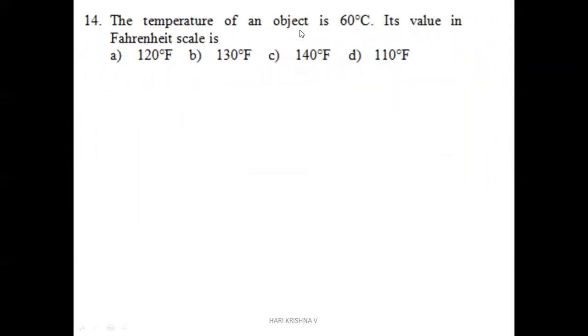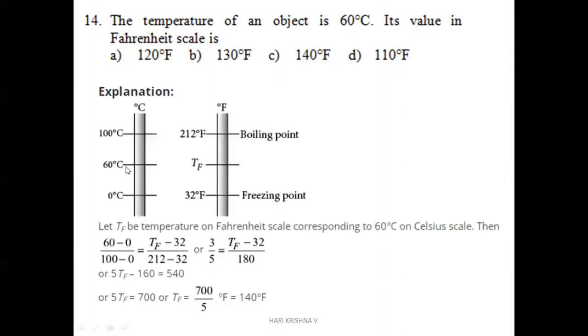Next, the temperature of an object is 60 degrees Celsius. Find its value in the Fahrenheit scale. The Fahrenheit scale starts from 32 Fahrenheit to 212 Fahrenheit. For Kelvin it is easier, we just add 273, but here they're asking for the Fahrenheit scale. Degrees Celsius goes from 0 to 100, and they've given it as 60 degrees. They're asking us to find TF.